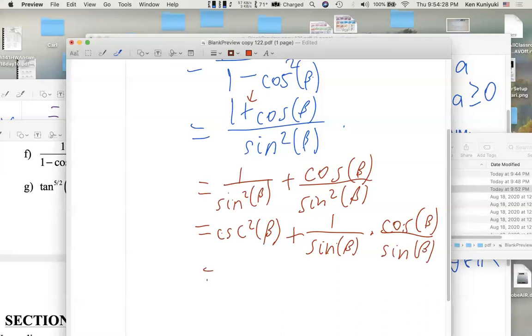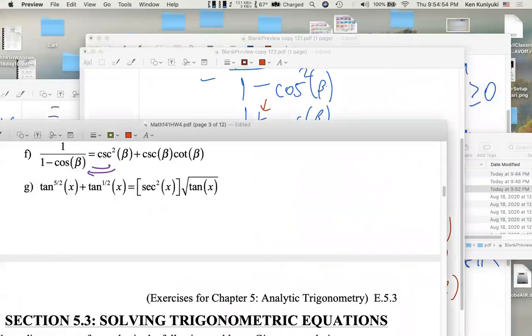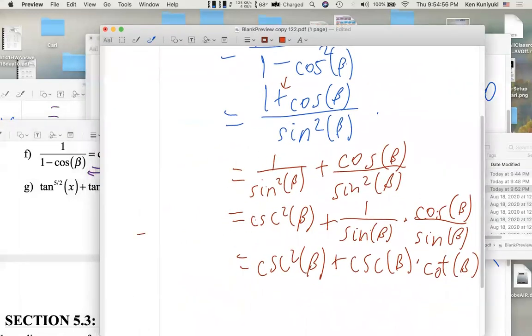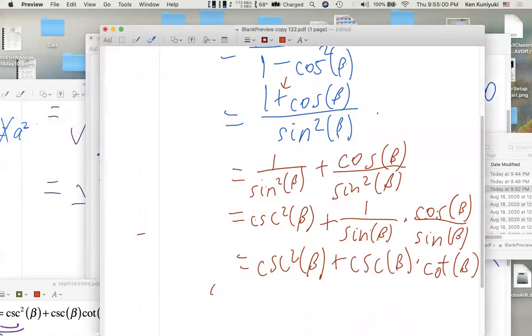All right. Cosecant squared of beta. Remind me, what's the reciprocal of sine of beta? Cosecant. Cosecant of beta. What's cosine of beta over sine of beta? Cotangent. Yeah, Mr. Quotient. The quotient rule. Cotangent of beta. It's okay to leave the dot there. Hey, lo and behold, unless I'm losing my mind, I might be, cosecant squared beta plus cosecant beta, cotangent beta. Perfect. QED is optional.